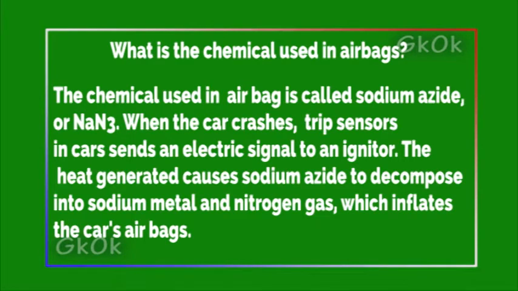What is the chemical used in airbags? The chemical used in airbags is called sodium azide, NaN3. When the car crashes, trip sensors in the car send an electric signal to an igniter. The heat generated causes sodium azide to decompose into sodium metal and nitrogen gas, which inflates the car's airbag.